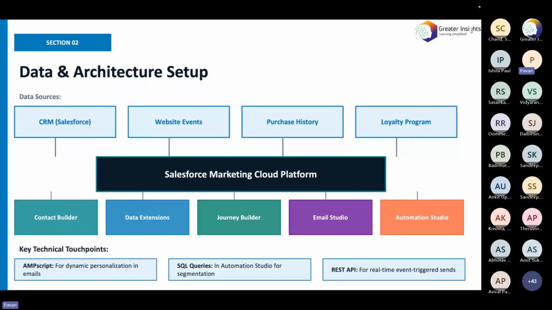Now, technical touch points would be AMPscript for dynamic personalization, right? As I was talking about it, if there is no personalization, then there is no feeling of belonging, right? There is no one-to-one relation between the customer and the business. For this, Salesforce Marketing Cloud has its own personalization script, which is called AMPscript. We will be able to work on it. It's much easier to work on. You can personalize literally everything, right?